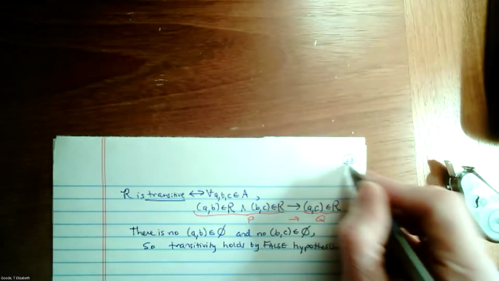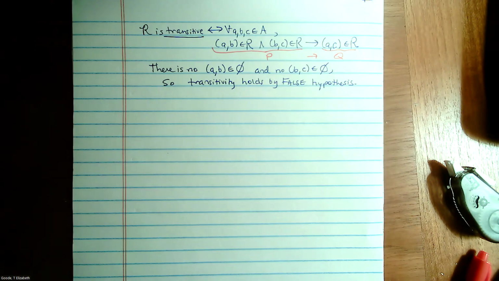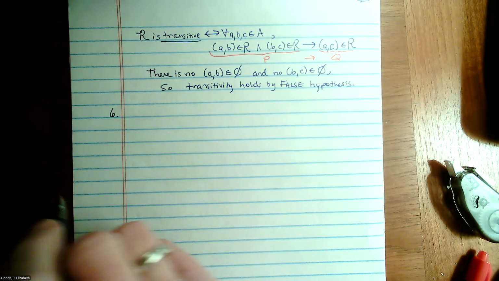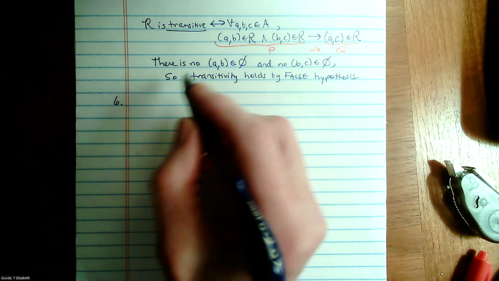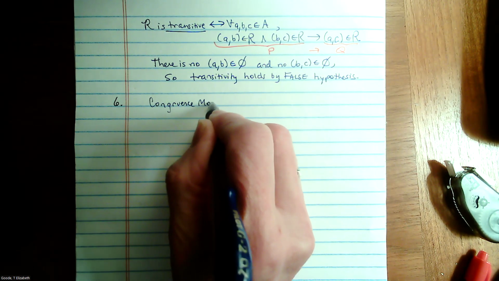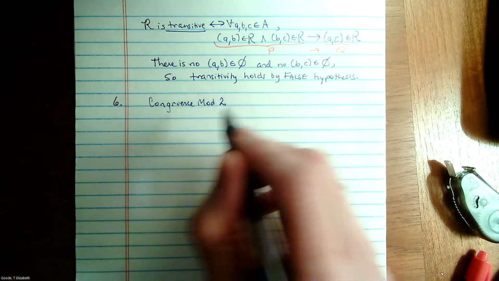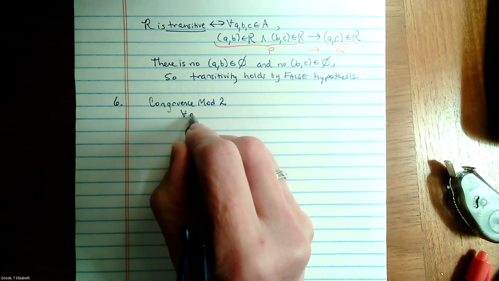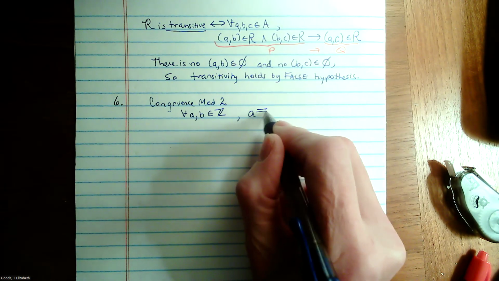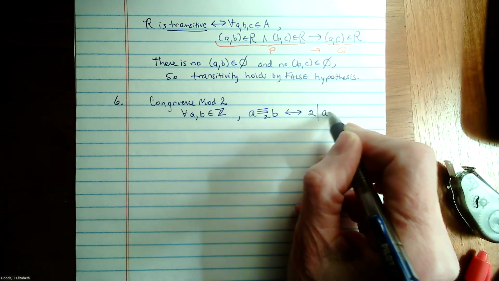Can we work on number 6? Sure, let's look at number 6. We went through a problem very similar to number 6, where we used mod 4, but here it's congruence mod 2, not mod 4. It's a binary relation on Z, defined like this: for all integers a and b, a is congruent mod 2 to b if and only if 2 divides a minus b.